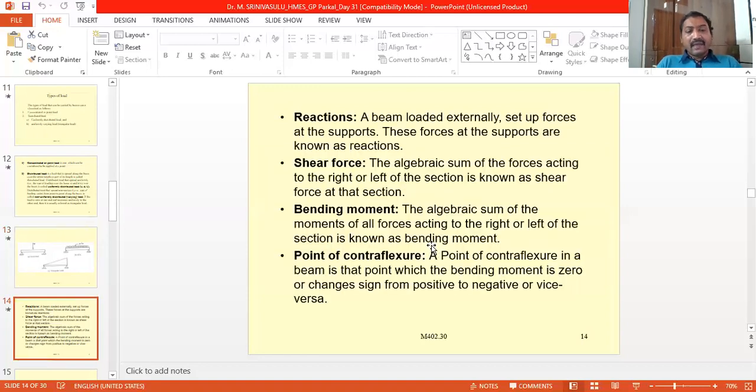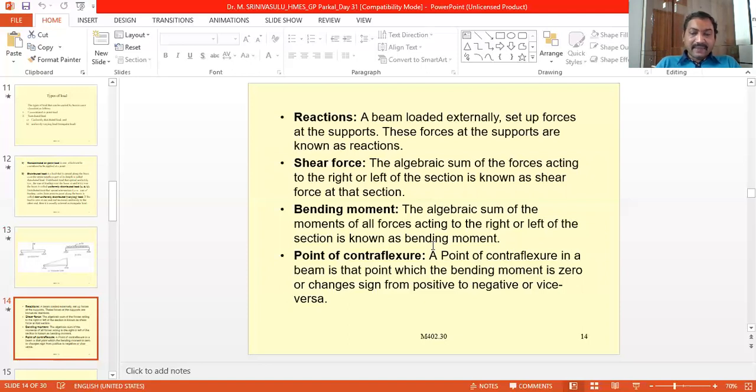Now we will also discuss some of the terms related to the beams in the shear force and bending moment diagrams. When you want to study shear force and bending moment, first of all we should know the reactions. What are called reactions?